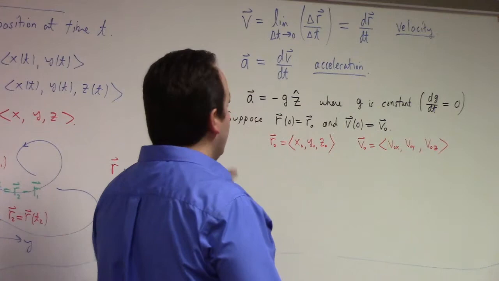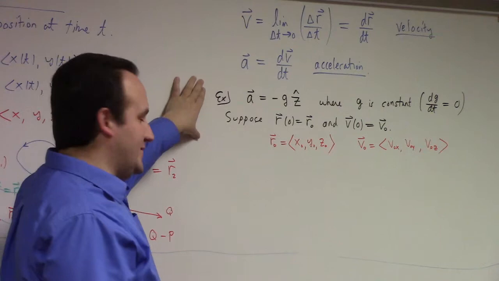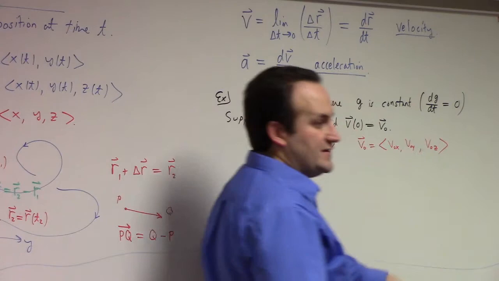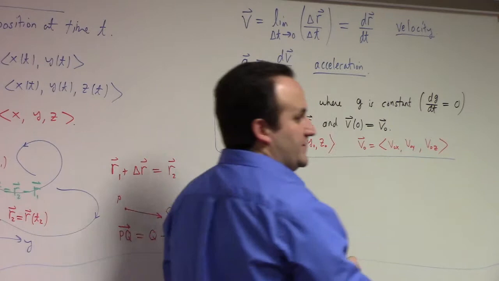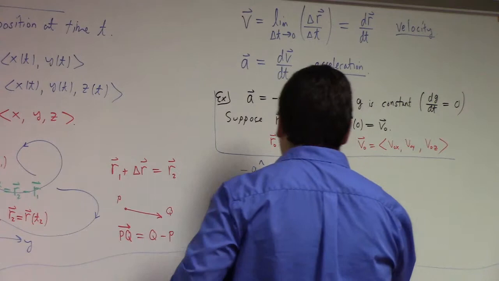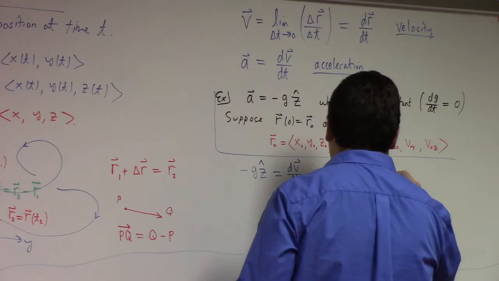Coming back to the example, what is my goal? I want to find the velocity and the position as a function of time, given constant acceleration, and this initial position and this initial velocity. How do you do it? The answer simply is integrate. So if minus g z hat is equal to dv/dt, if you integrate both sides, what does that give you? It gives you v of t is equal to v naught minus g t z hat.